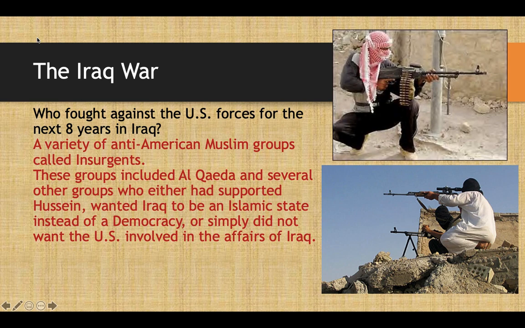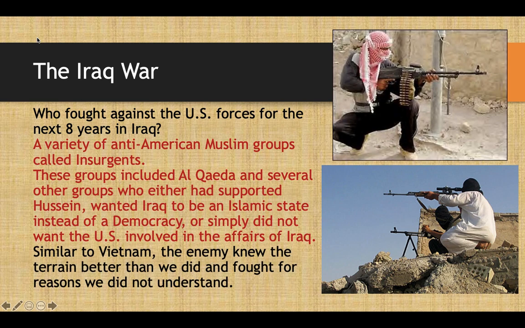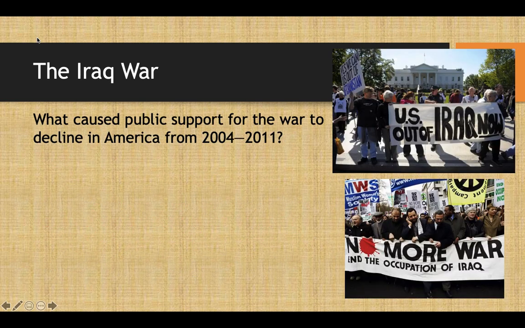One group was Sunni Muslims. For example, Saddam Hussein was a Sunni Muslim, and he oppressed the Shia Muslims in his country. So when America invaded, the Shia Muslims were very happy, but the Sunni Muslims were not, okay? And a lot of them fought back as well. So similar to Vietnam, the enemy knew the terrain much better than the Americans did, and they fought for reasons that we really did not understand.